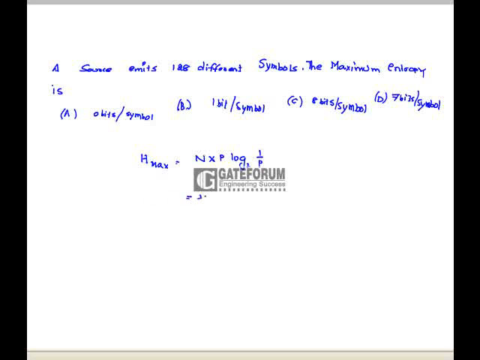which is log base 2 of 128 bits per symbol. This is log base 2 of 2 power 7, which is equal to 7 bits per symbol. That is option D is correct.